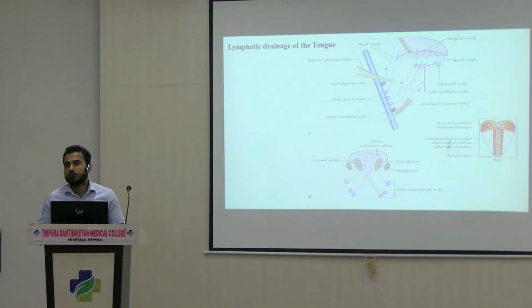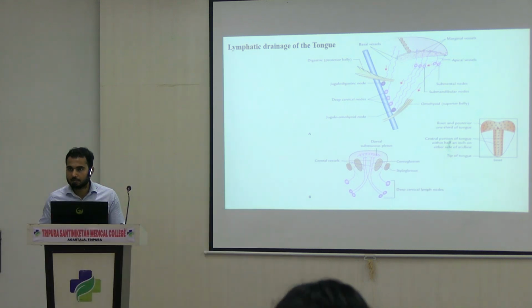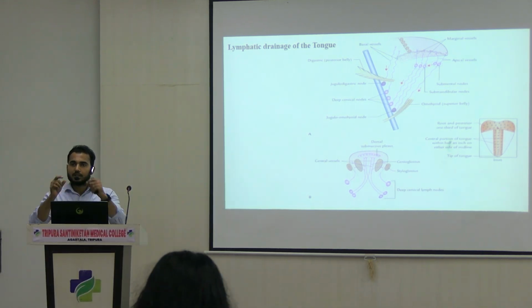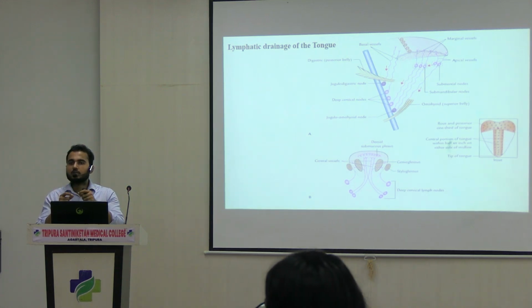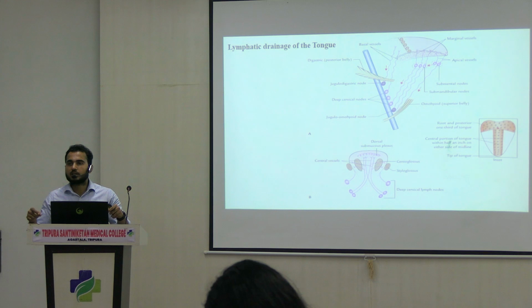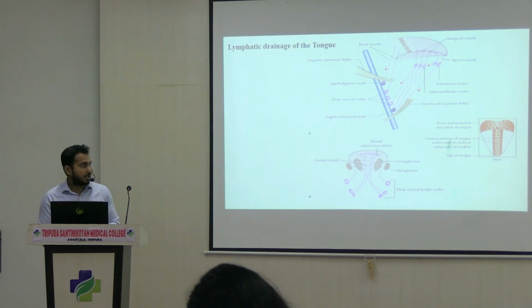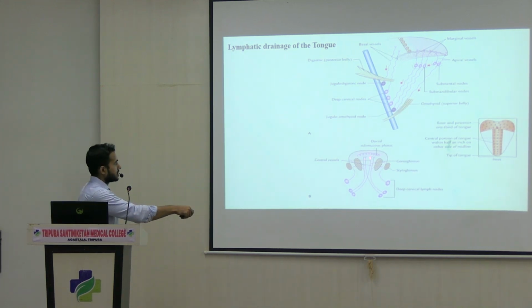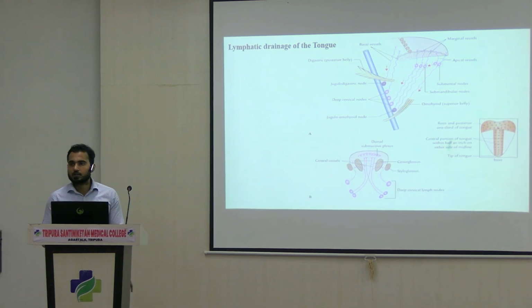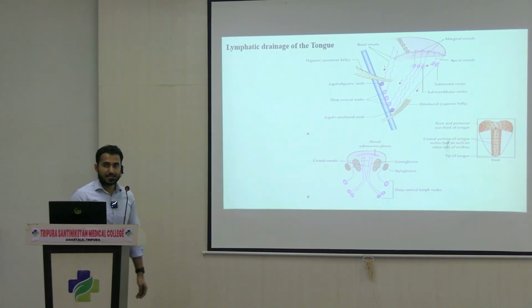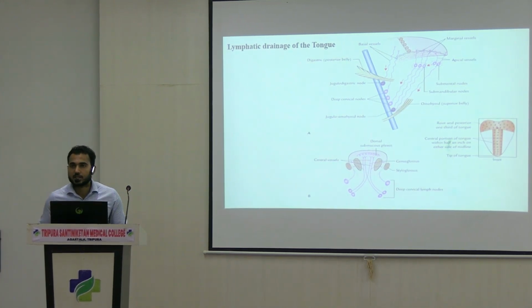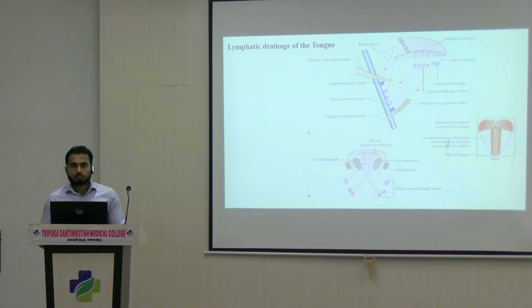But in case of central vessels, what they do is drain the central part of the anterior two-third of the tongue, and then they go to the deep cervical lymph nodes on both the sides. As you can see in the diagram, these are the central vessels, draining the central part of the anterior two-third of the tongue, and then they go into the deep cervical lymph nodes of both the sides. So that is called bilateral drainage.